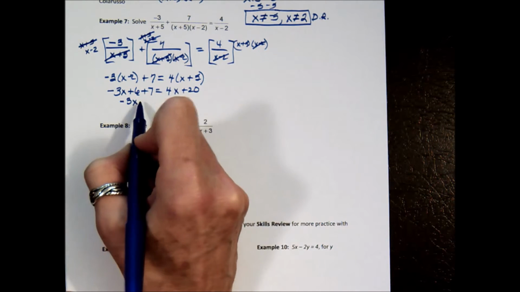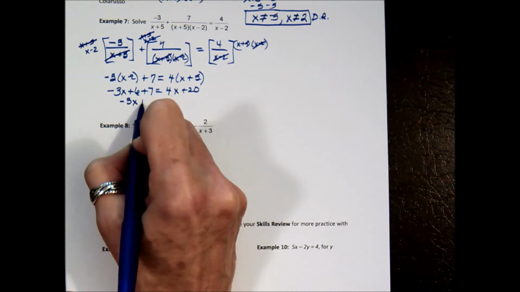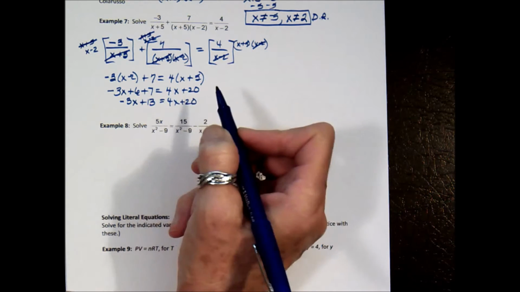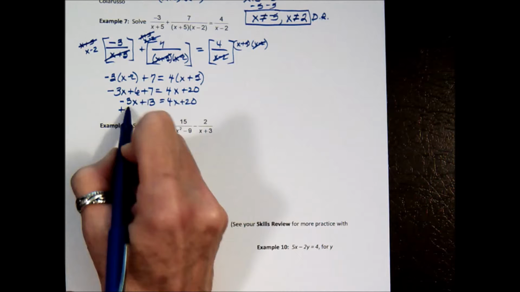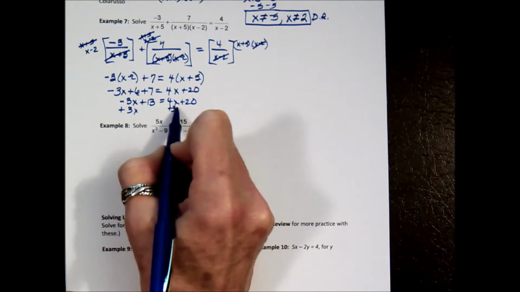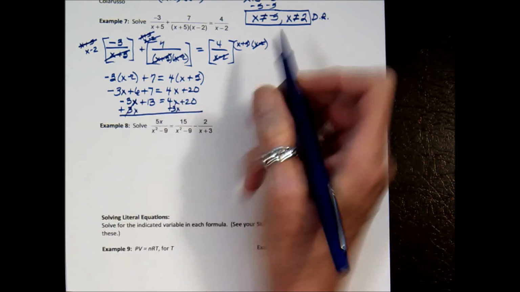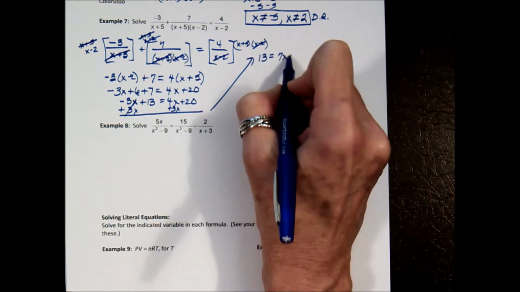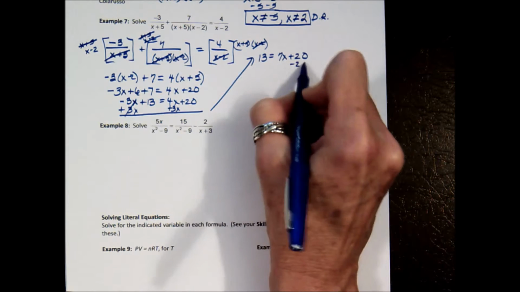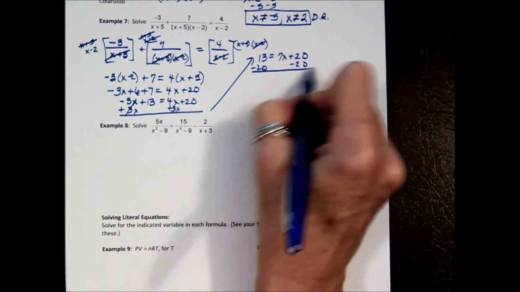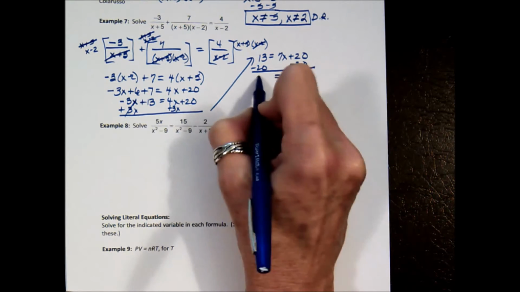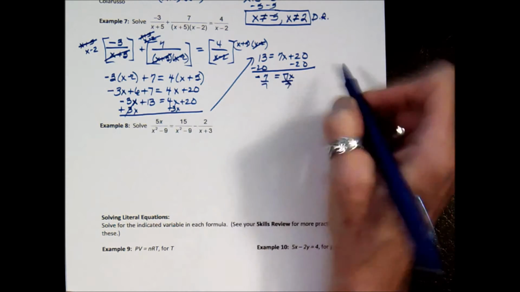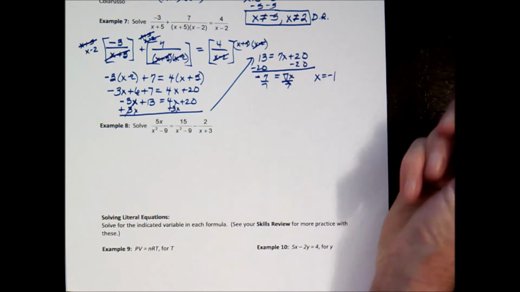Negative 3x plus 13 equals 4x plus 20. I am now going to add a 3x to both sides. Bring it up here, and I have 13 equals 7x plus 20. I'm going to bring the 20 to the other side. I have 7x equals negative 7. And when I divide by my coefficient, I get x equals negative 1.